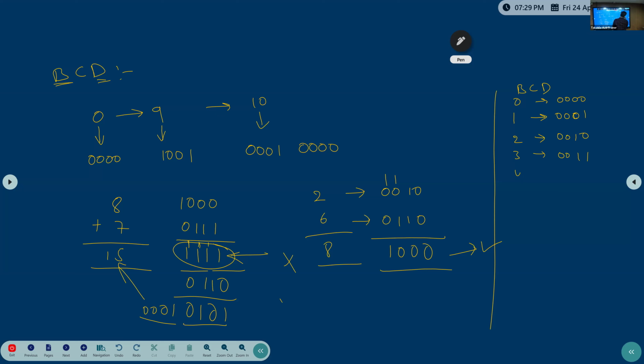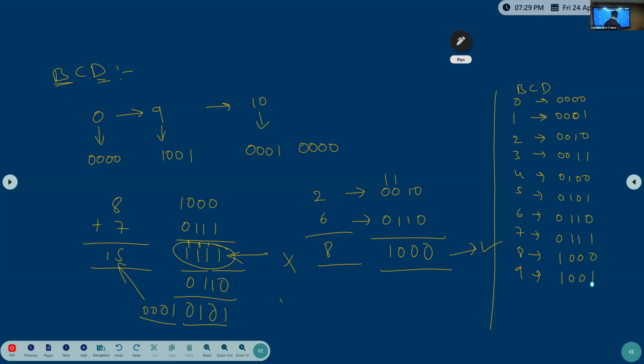4 is 0, 1, 0, 0. 5 is 0, 1, 0, 1. 6 is 0, 1, 1, 0. 7 is 0, 1, 1, 1. 8 is 1, 0, 0, 0. 9 is 1, 0, 0, 1. Then 10 is 1, 0, 1, 0.